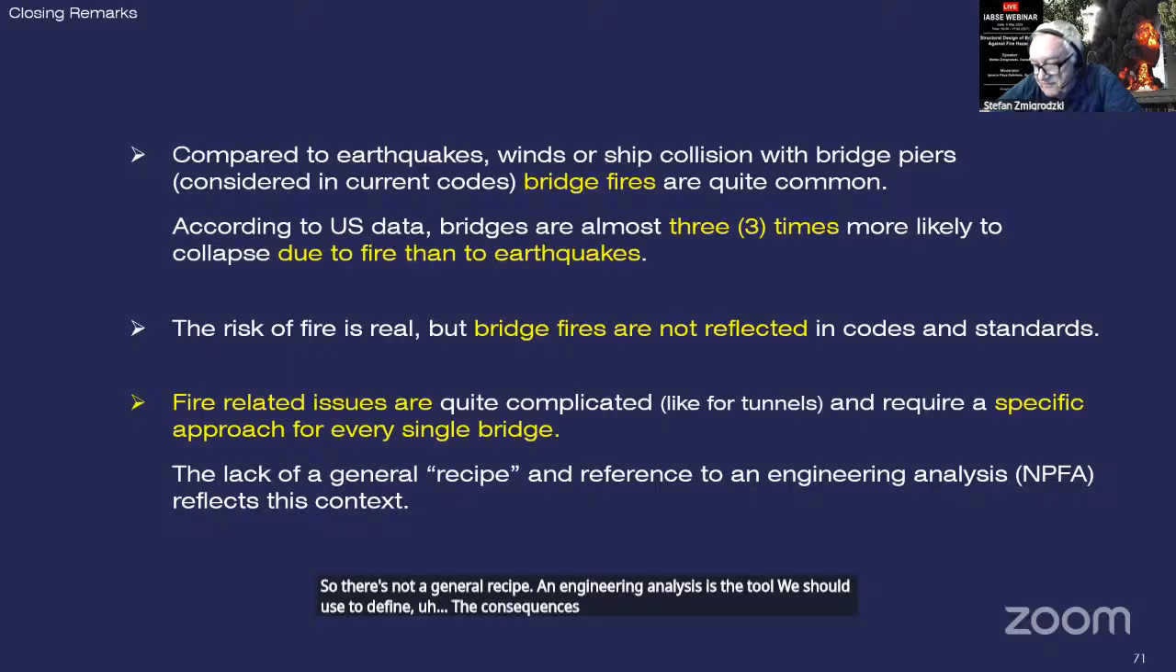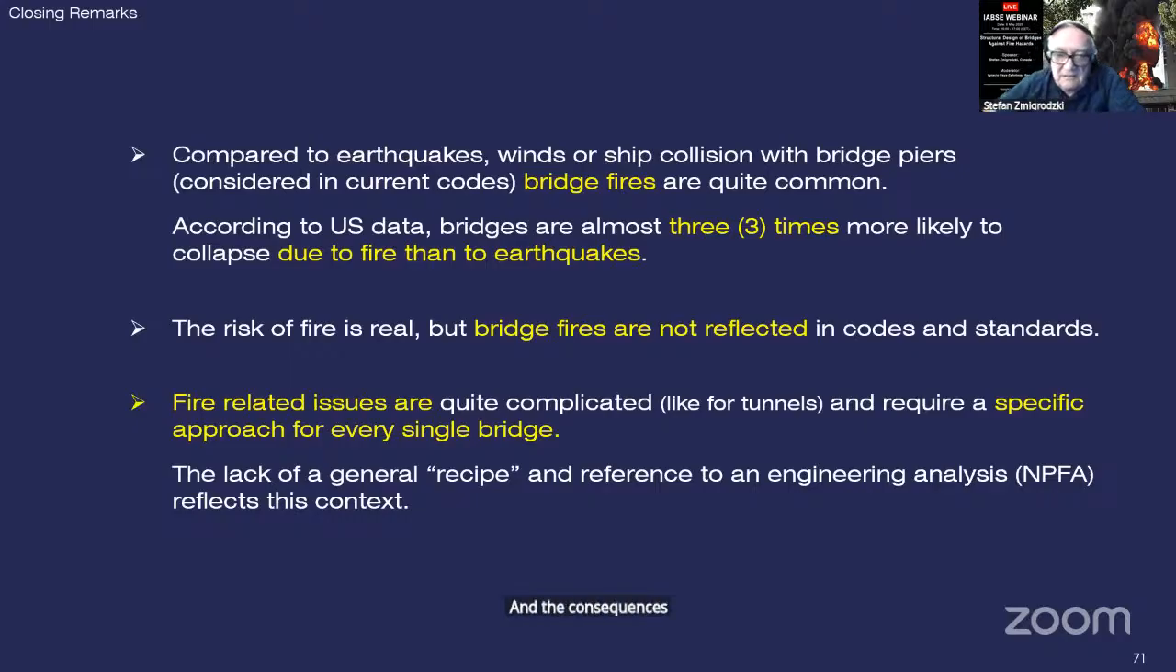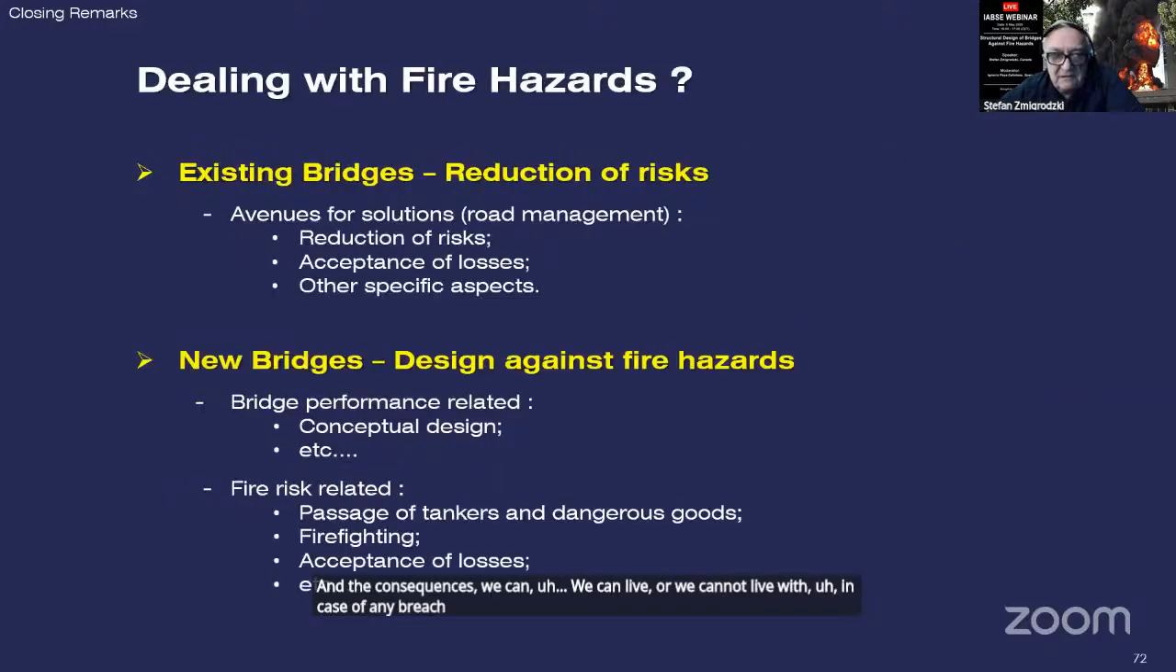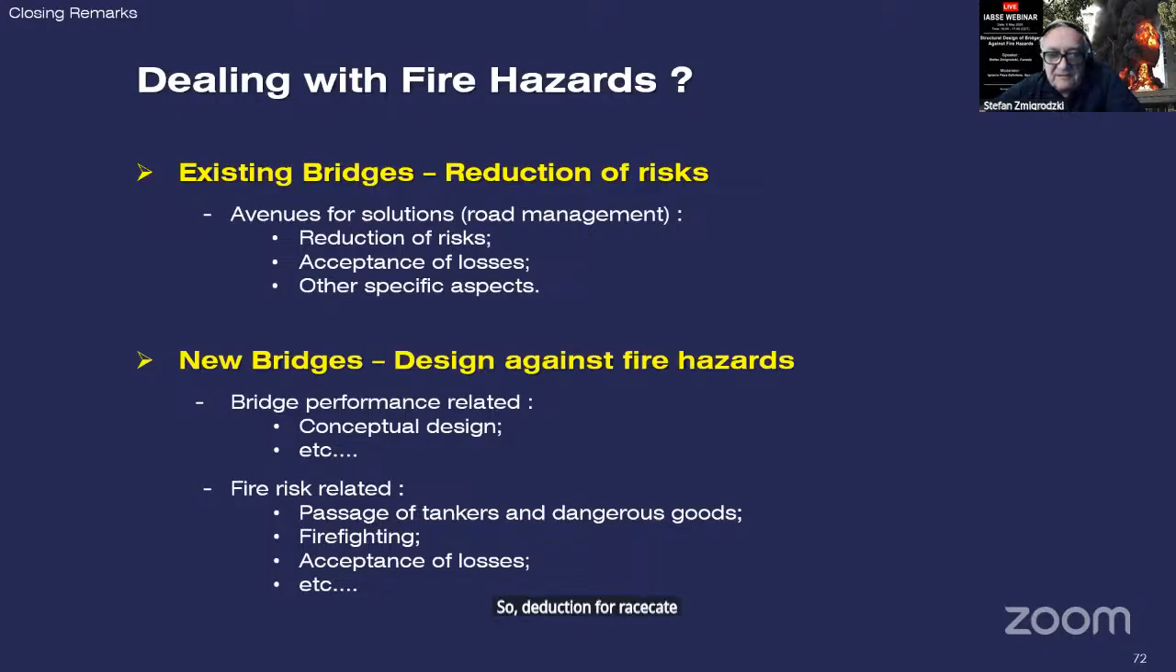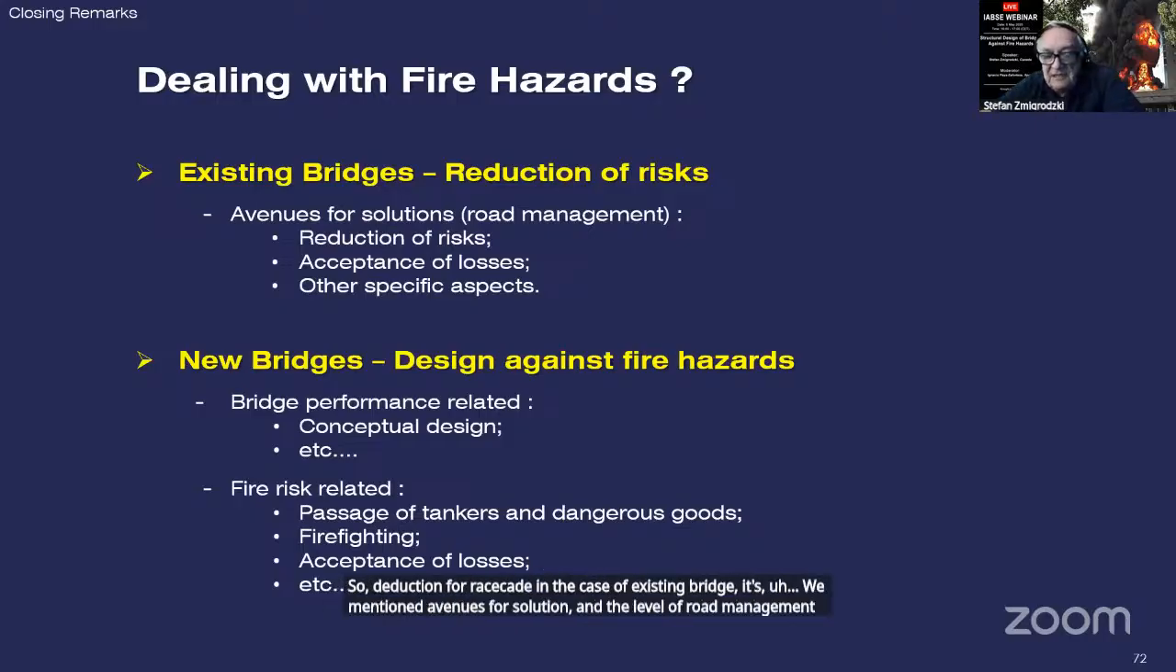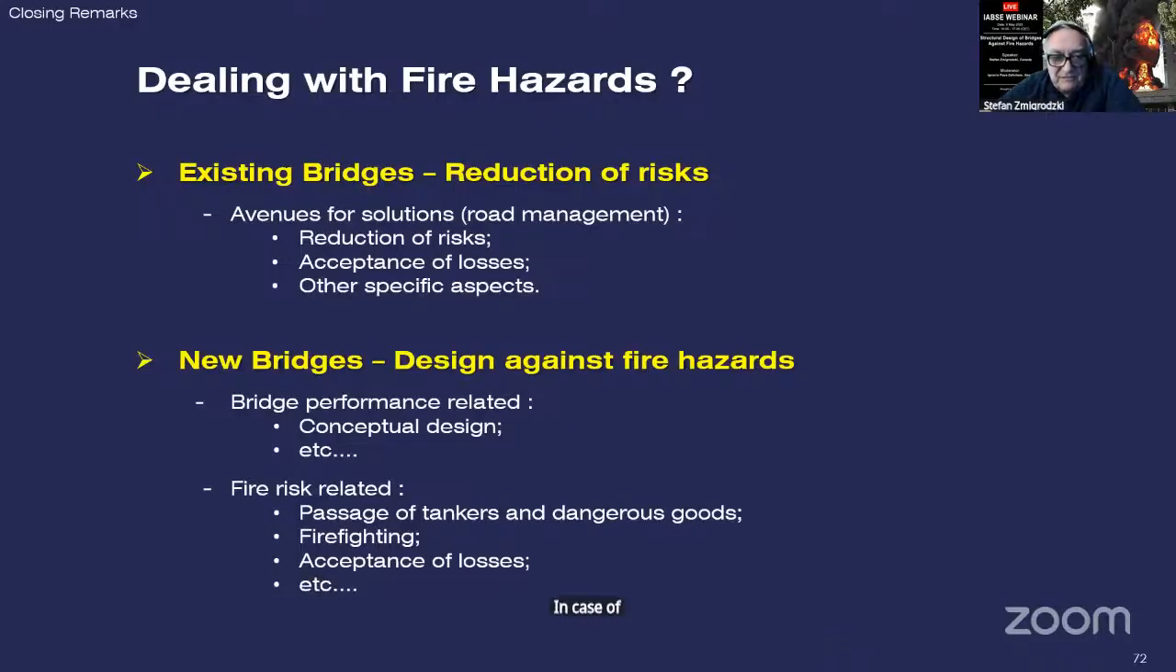I mean, the level of risk and the consequences we can or cannot live with in case of any breach under consideration. So reduction of risk in the case of existing bridges, we mentioned the avenues for solution and the level of road management: a reduction of risk, acceptance of losses in some cases, and some other specific aspects related to any structure. In case of new bridges, the conceptual design could be included to the same level.